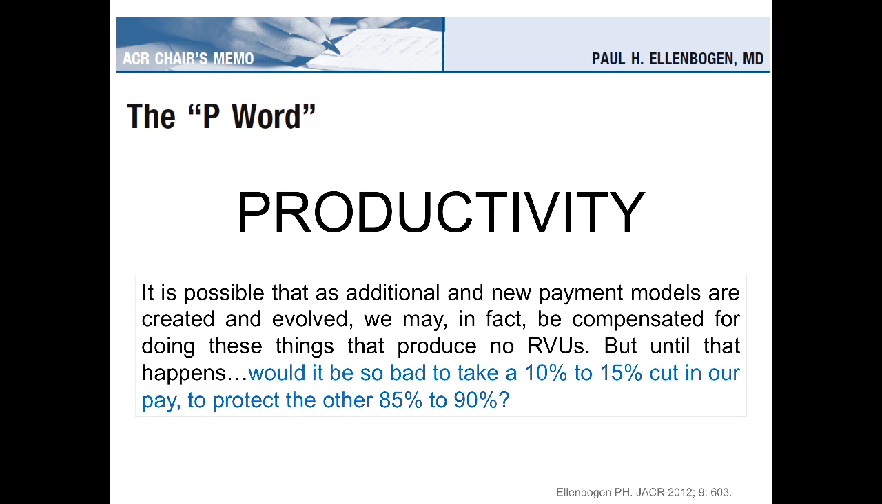His point was this: fee-for-service doesn't appropriately compensate, at least currently, value-focused activities. And his ask was this: would it be so bad to take a 10 to 15% cut in our pay to protect the other 85 to 90%? Dr. Ellenbogen's point is that we can't just be invisible radiologists who do no more than dictate reports from a hidden bunker, and that our relevance can be enhanced by shifting just 10 to 15% of our work into various value-enhancing activities. They're the types of things that we have talked about before in REPLETE and that we'll spend some more time on in a bit more focused manner in a future module.